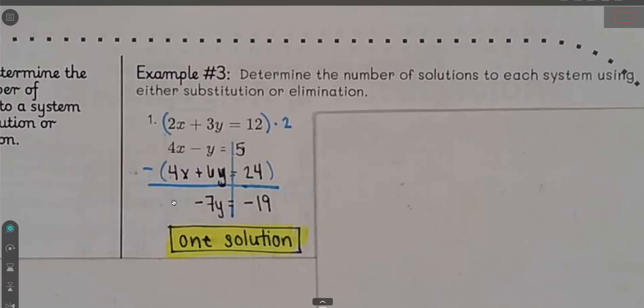You don't have to solve it. You just have to tell me one solution, no solution, infinitely many. That's it. The way that I did it, I added. But I eliminated the decimal, and then I multiplied the first one by 2, not the second one.